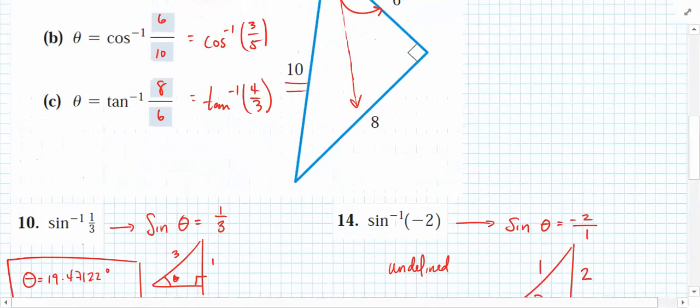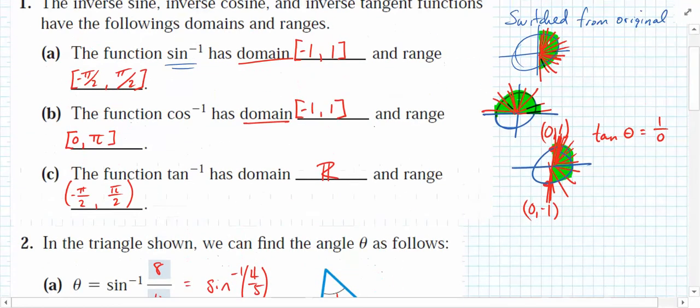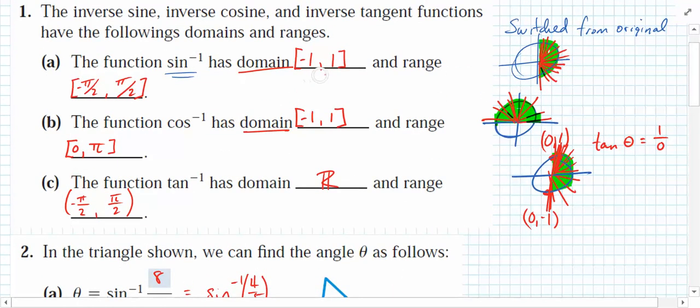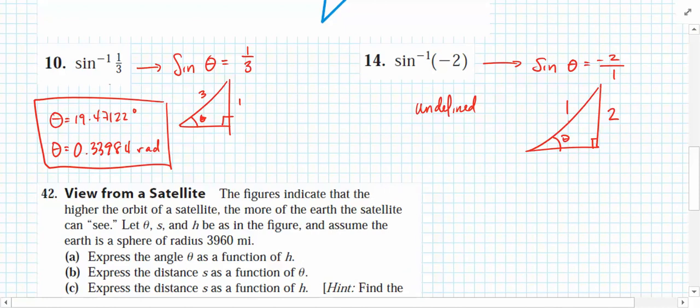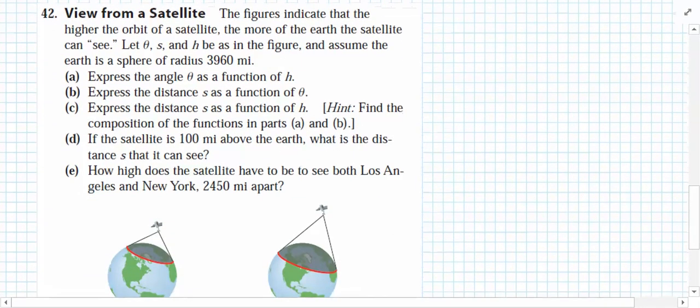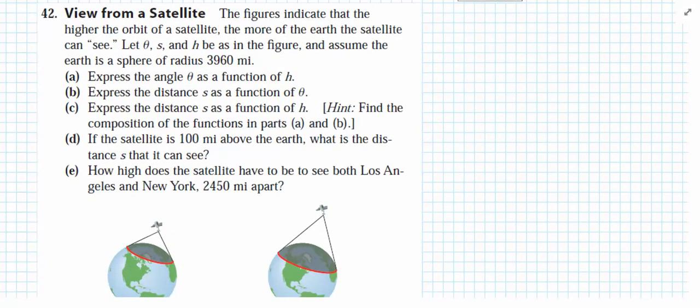Also note that the input or the domain values for sine we just discussed a moment ago are any numbers between -1 and +1. The number -2 does not fit in the domain, therefore we know right away that this answer is undefined. And that's a good explanation as to why. The right triangle associated with that number simply does not exist.